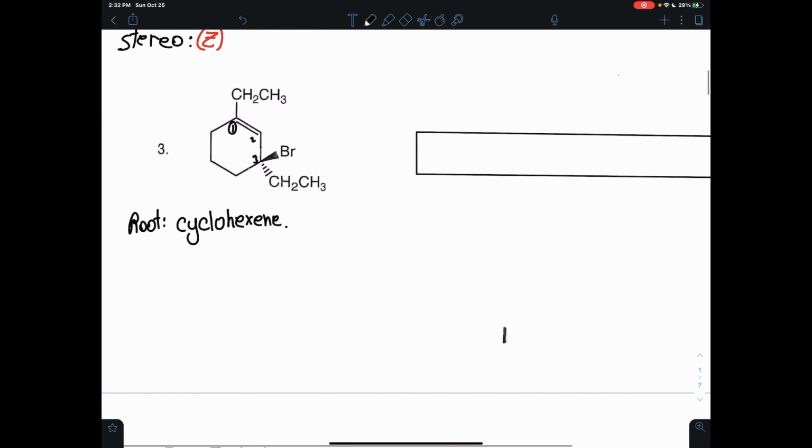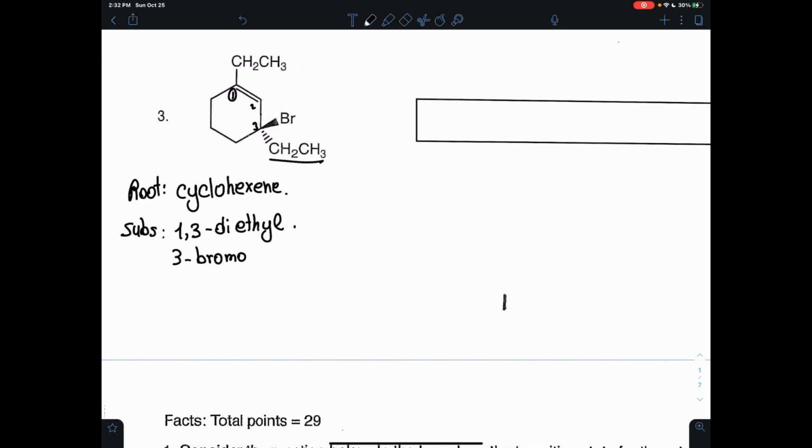Now, let's look at the subs. On carbon number 1, we have an ethyl. On carbon number 3, we have a bromo. Well, actually, we have another ethyl here, so it should be 1,3-diethyl. Alright, those are my two subs. Now let's look at stereo here.